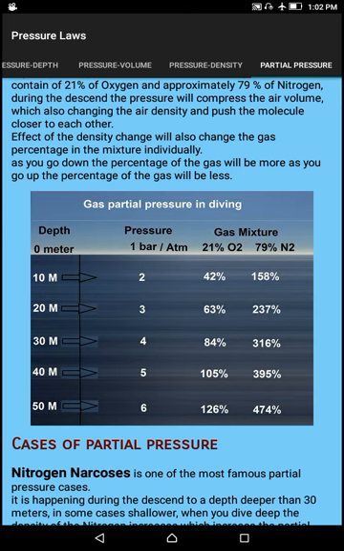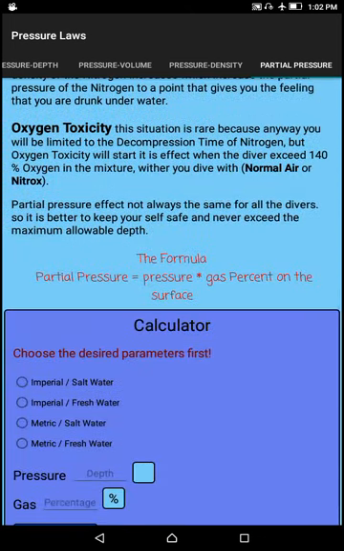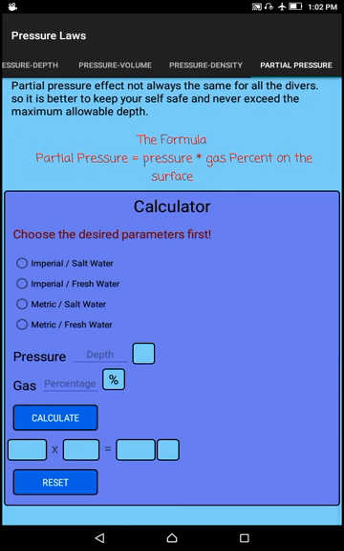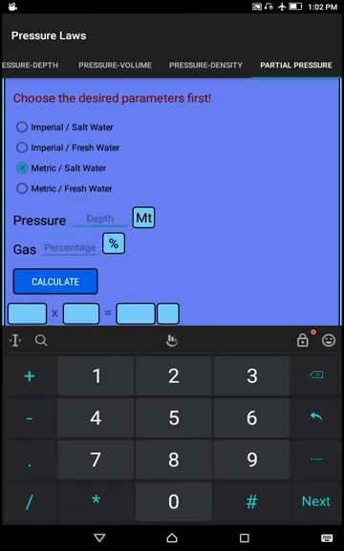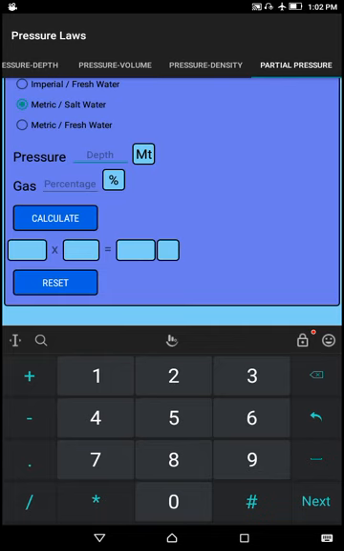So the formula also exists here. It's very easy and very simple to know this one. For example, I would like to dive in metric salt water. I want to know the new percentage of oxygen on 30 meter depth. The gas of oxygen is 21%, original percentage. Calculate. Now I know that I have 84% of oxygen on the depth of 30.